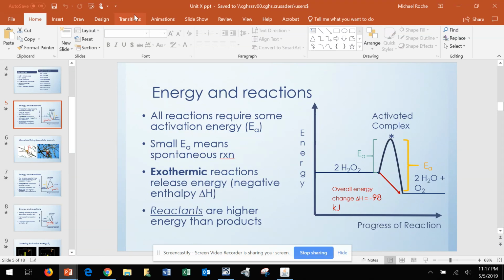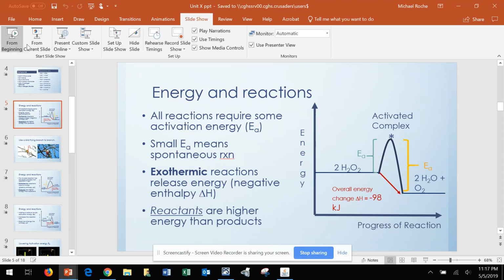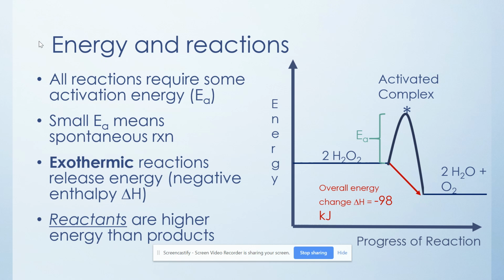All right, so let's go over this unit on the energy of reactions. We have learned this already, but I just want to stress it again because it helps us understand acids and bases. All reactions require some activation energy. There's some energy required for any reaction to get to the top of this hump and be able to get over the hump. And we call that activation energy. If it's small, then we say they're spontaneous.